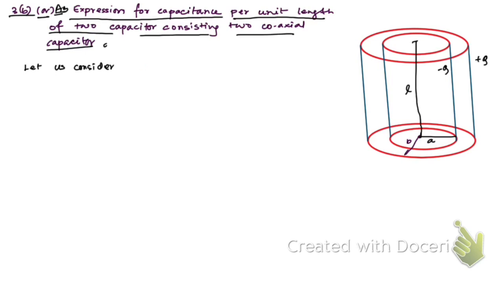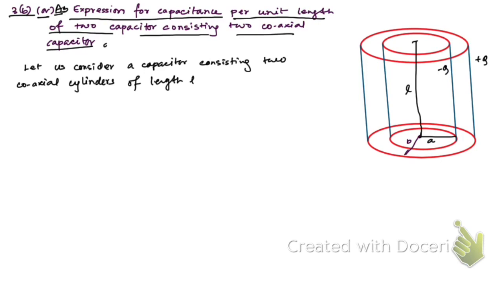Just let me write here, let us consider a capacitor consisting of two coaxial cylinders of length L. Okay, let their radii, or just wait, let me write this way.